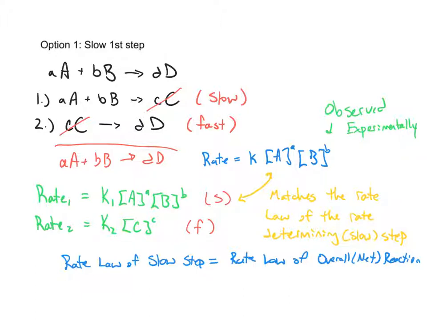Now I'm going to point out at this time that this indeed is the easier of the two situations. Option 1, when the slow step is first, is by far the easiest one to work with. We're going to do option 2 now, and I need you to pay very close attention because there's going to be some algebra and some substitution that you need to pay close attention to.